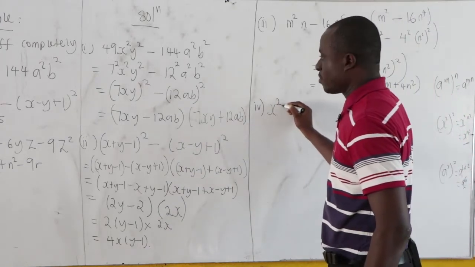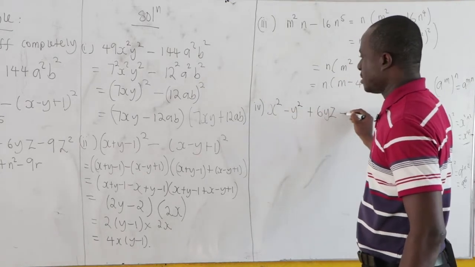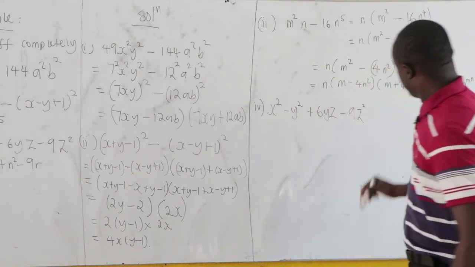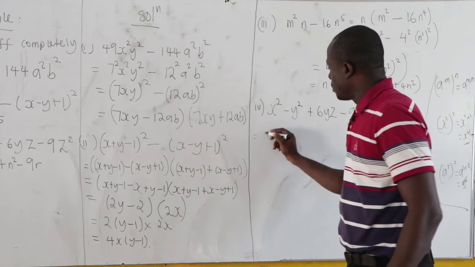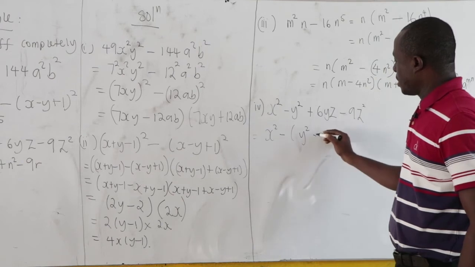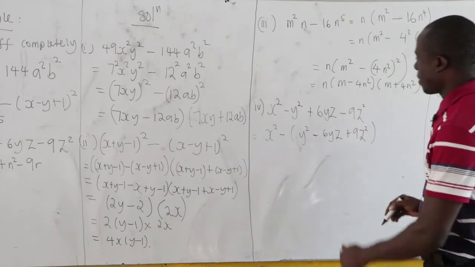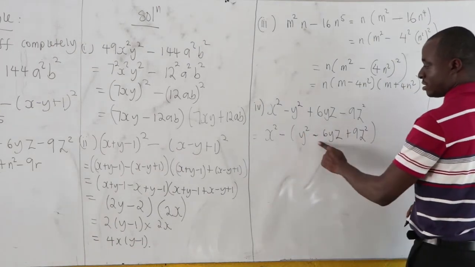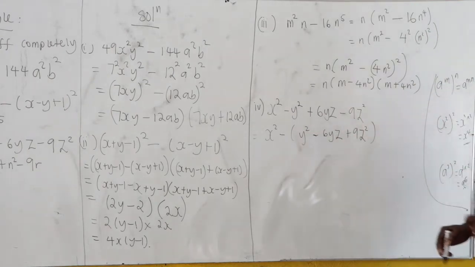Now let's see the fourth one. The fourth one, we have x squared minus y squared plus 6yz minus 9z squared. Now, from here all the way to here, we can see that it is a quadratic expression in two variables. So now let me factorize negative out. So I get y squared minus 6yz plus 9z squared.